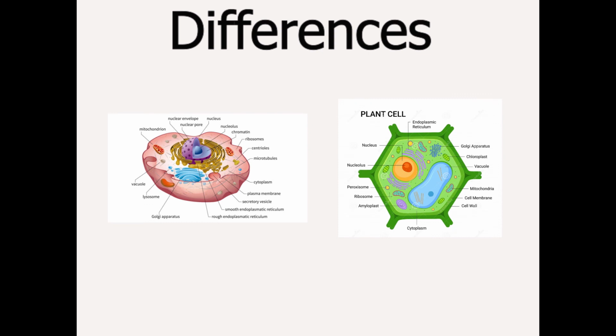In summary, plant cells were found to have much larger vacuoles than animal cells. Plant cells also had chloroplasts and cell walls present when animal cells didn't.